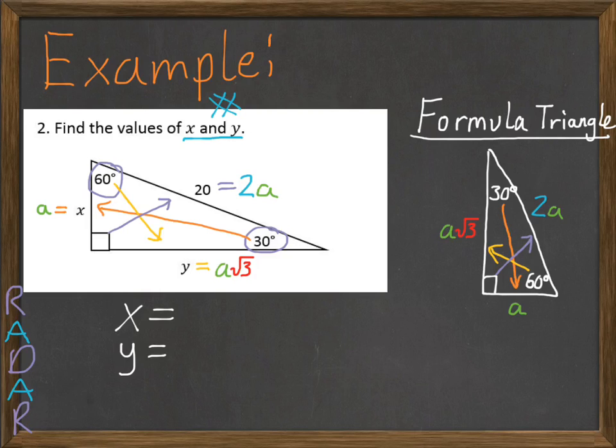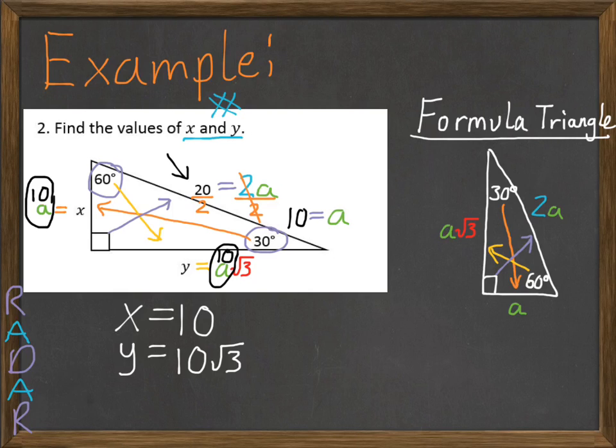Okay, so let's start with the side where we actually have a number. There's a 20 there. So 20 is 2a, so how many is 1a? Well, that'd be 10. If I needed to, I could divide both sides by 2 and get a equals 10. That a must also be 10, so x is 10. That a is also 10, so y equals 10 square root of 3.